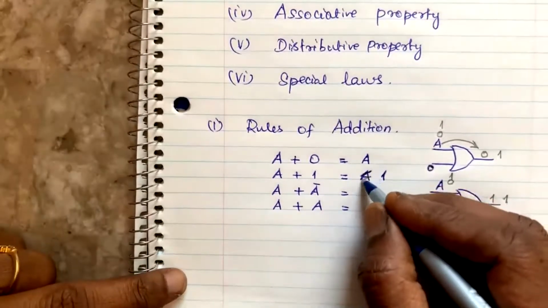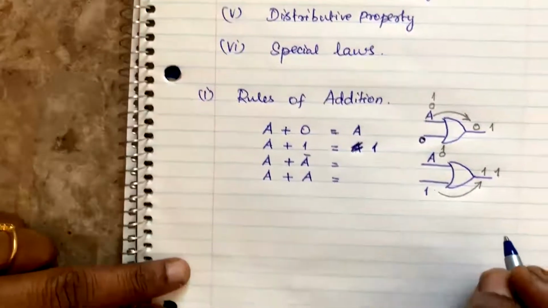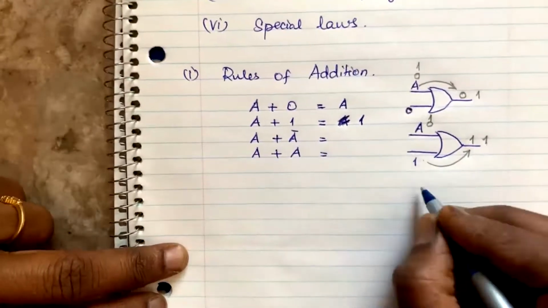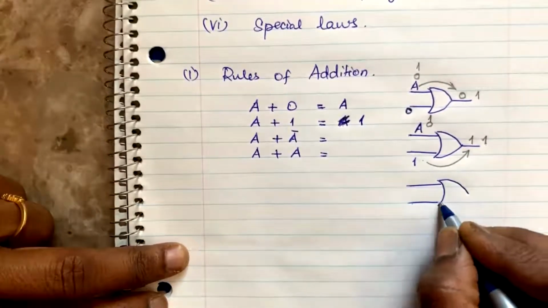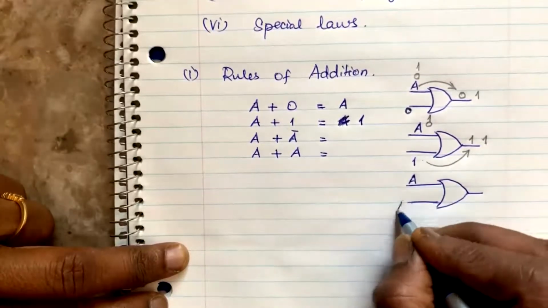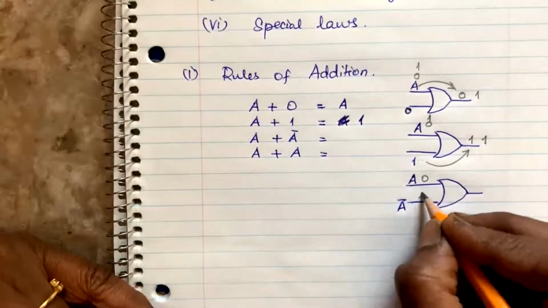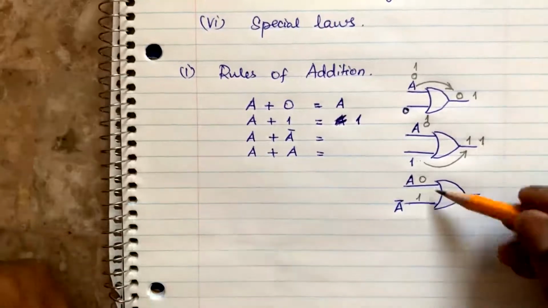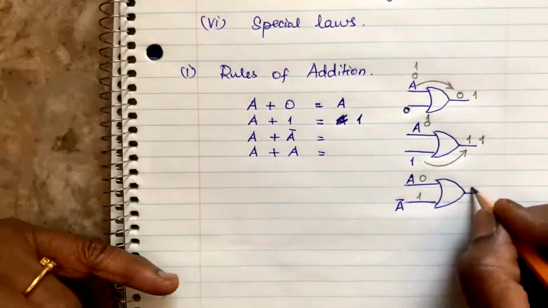Now, next is A plus A complement, or A plus A bar, right? So here A and the other input is going to be the complement. So A here and A complement or A bar here. If A is a 0, A complement is going to be a 1. So 0 plus 1 is what? 0 plus 1 is 1.